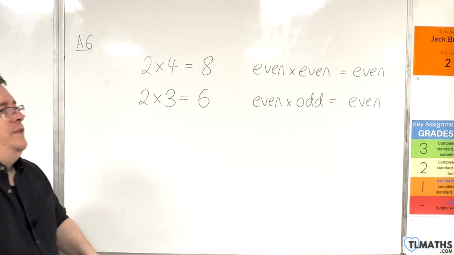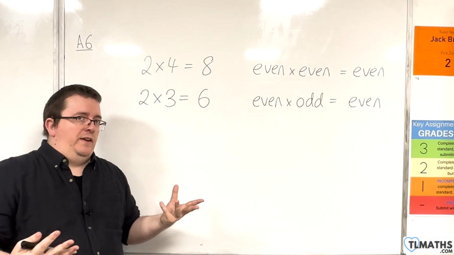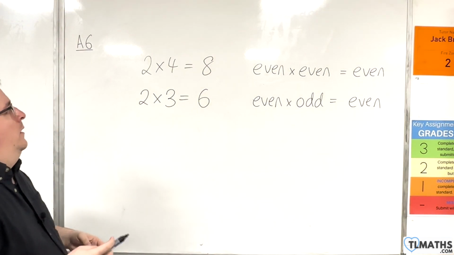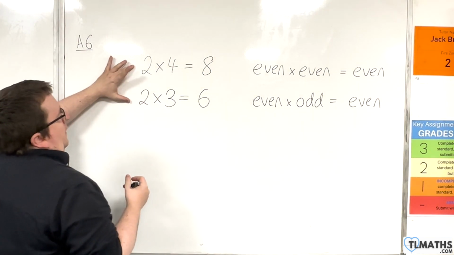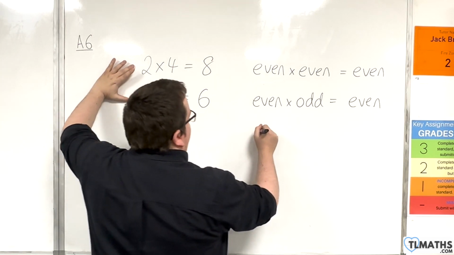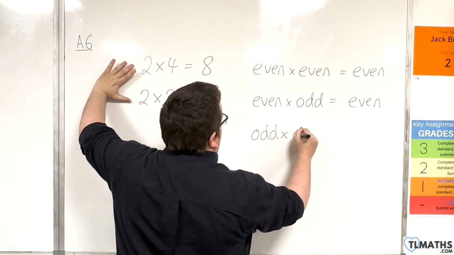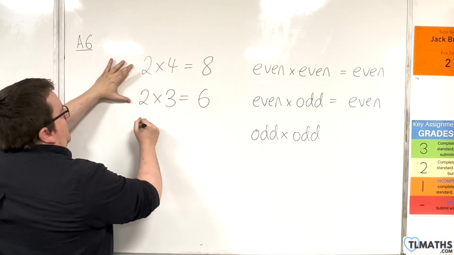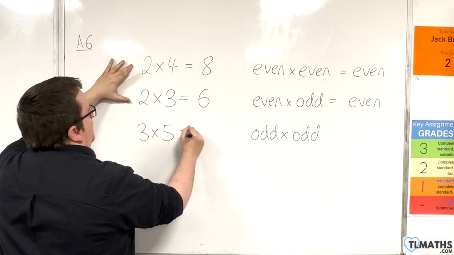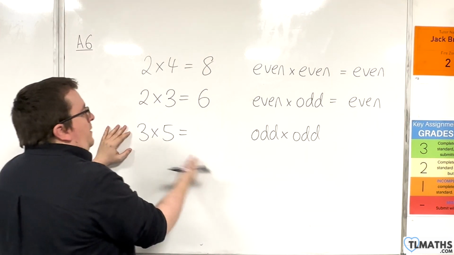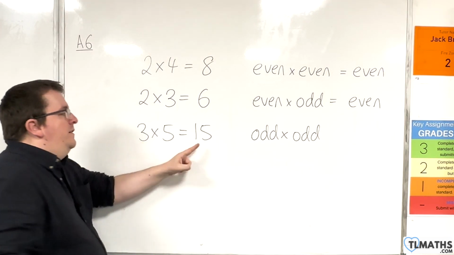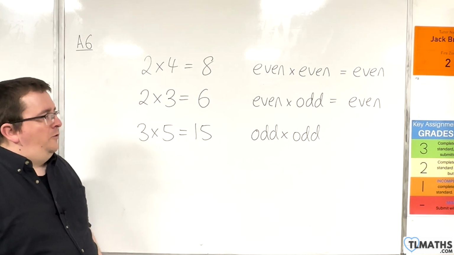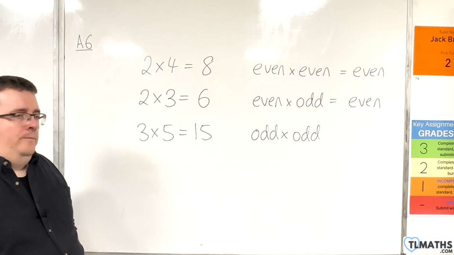Okay, so these things that we quite often take for granted, we can now prove to be the case. Now, what if I had an odd times an odd? Well, that would be like having 3 times 5. 3 times 5 is 15. Now, I recognise that's an odd number. Would I always get an odd number? Will it always be odd? Well, let's see, shall we?